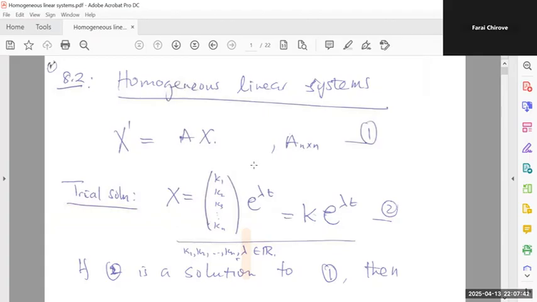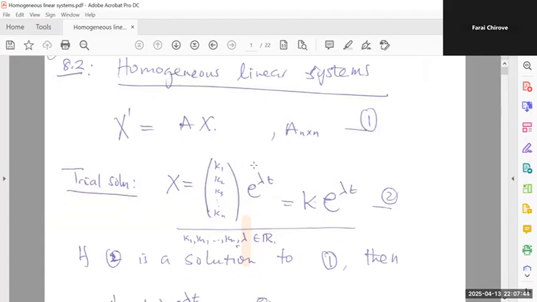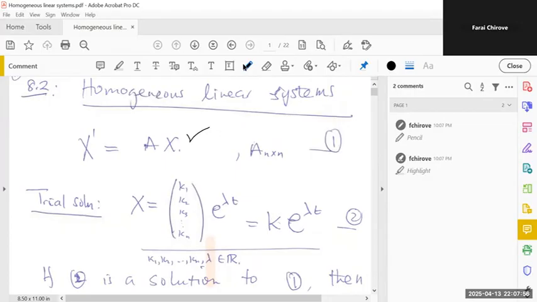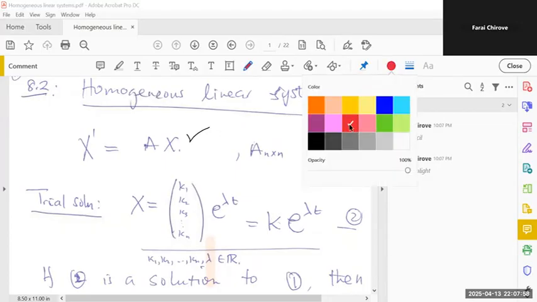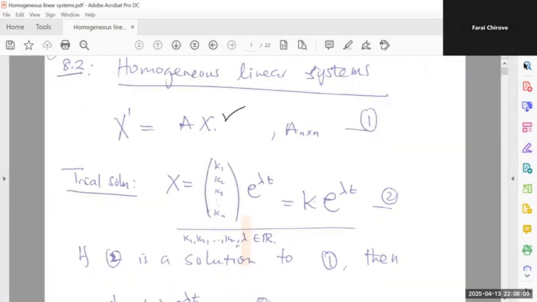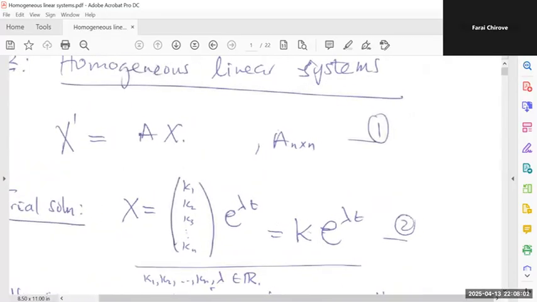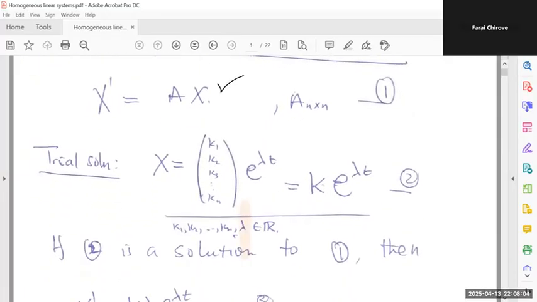Right. So we looked at the homogeneous linear system. I'm just going to go through the main idea on how to find the solution. So we have a homogeneous system right there, and the question is, how do we find the solution of the system?